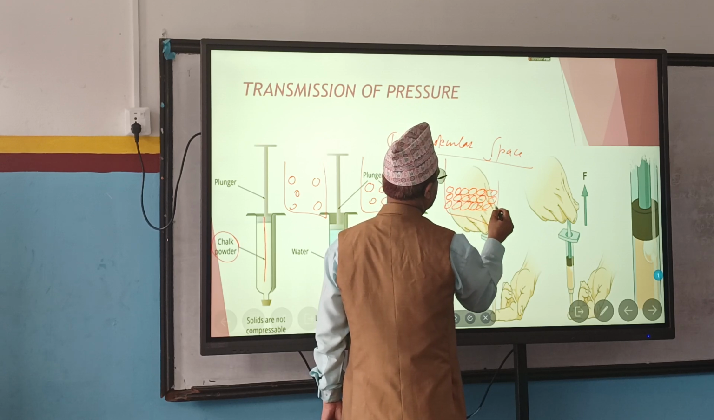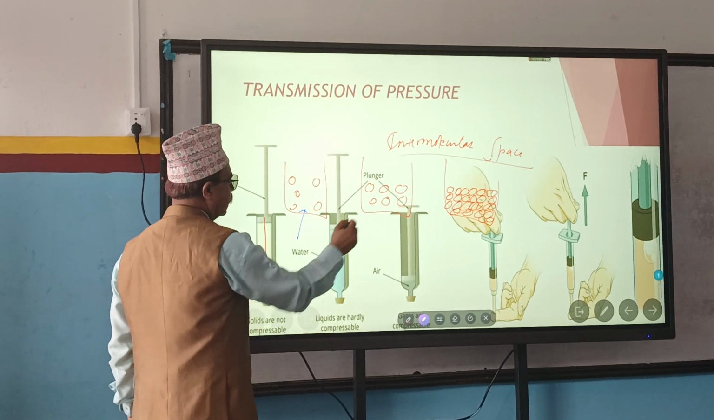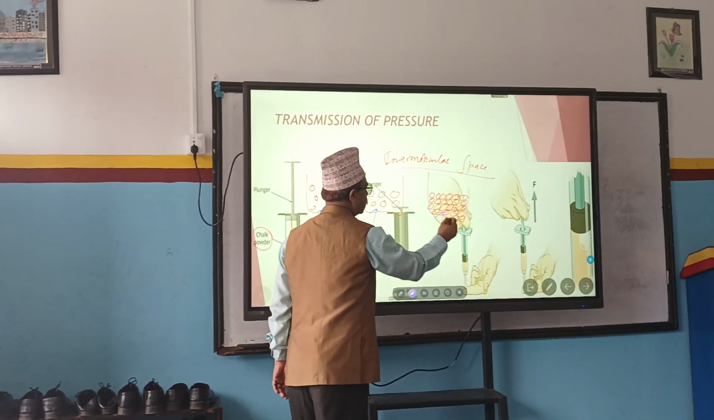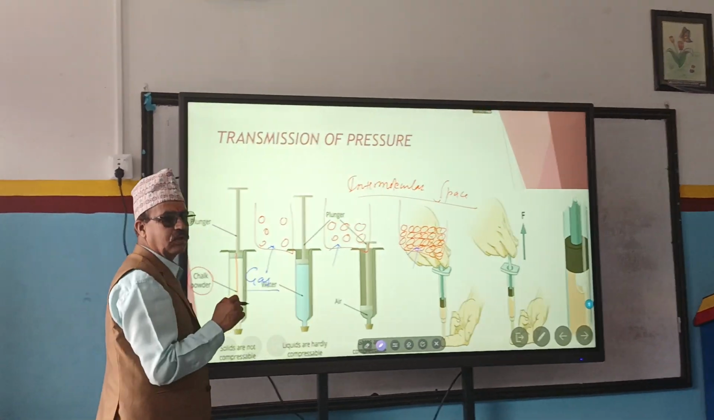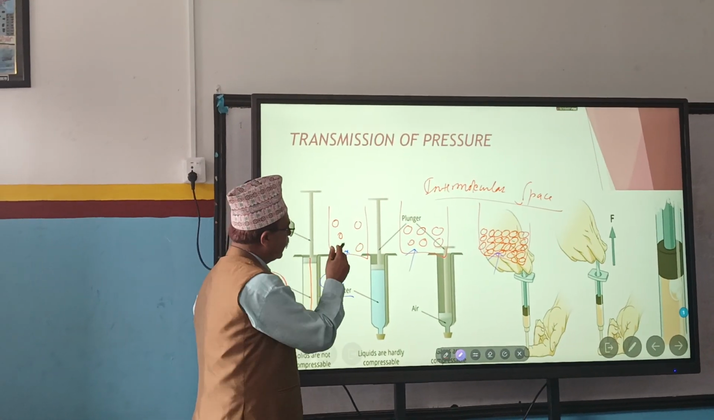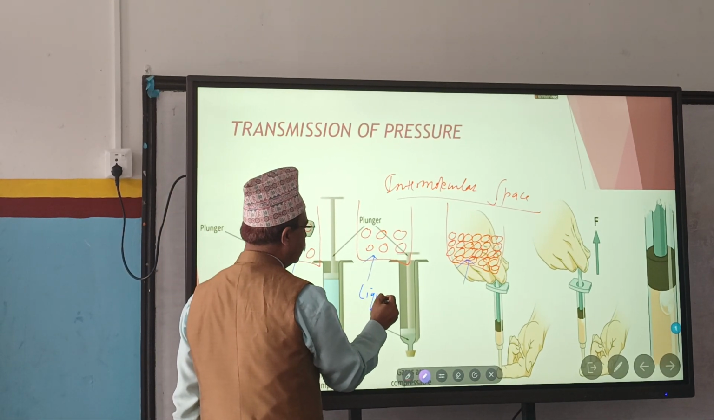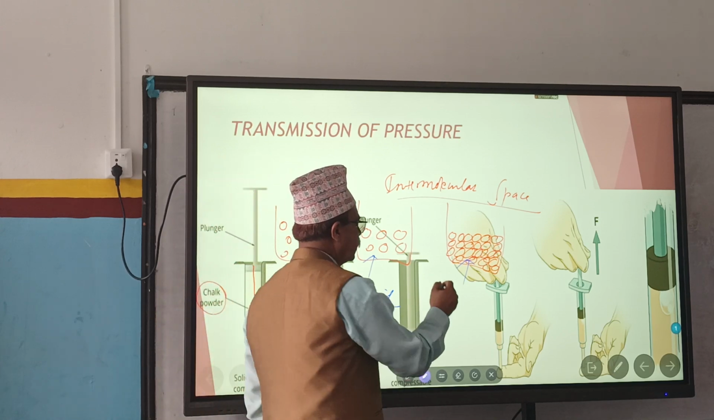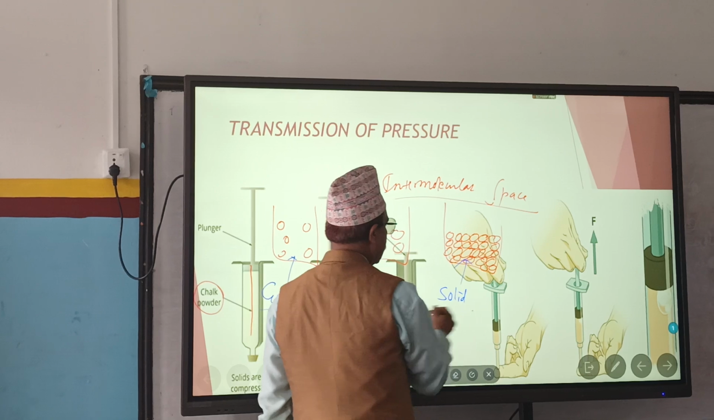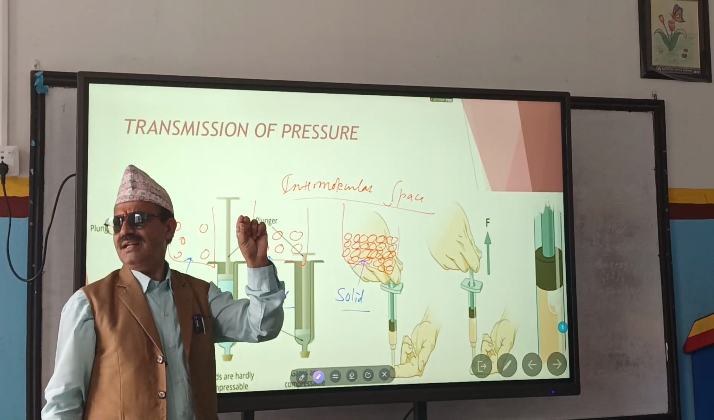Okay, suppose these are the molecules of solids, liquid, and gases. Now tell me, what is this? This is the molecule of gas, right? Why? There is more space between molecules. What is this? Liquid. Why? There is less space between molecules. What is this? Solid. If we try to compress, can you compress? Because there is very little space, no?